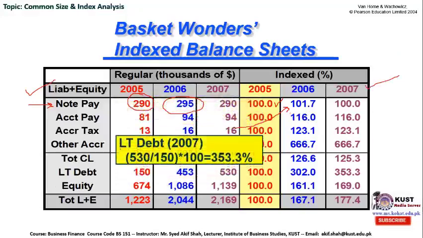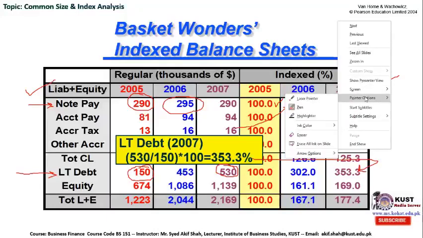Let's suppose this time we have selected long-term debt. For long-term debt in year 2007, the value of 2007, which is 530, should be divided by the base year value, which is 150 in our case, and then multiply the whole by 100, which will give you 353%, and then mention it in the relevant column. So this is the formula or method with the help of which we can calculate the index or make an index analysis of the balance sheets.